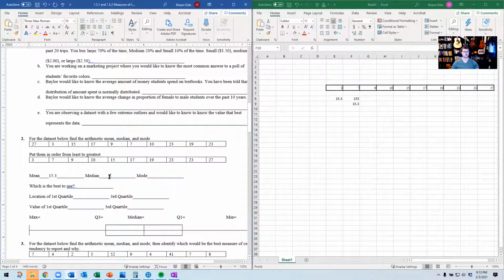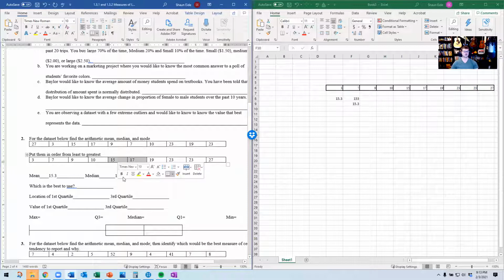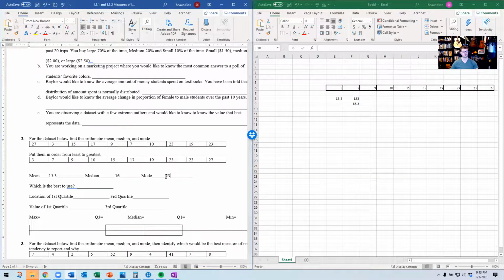Okay, so median. The median is going to be the middle value. So you've got 5, and then you've got 5. So the median is going to be halfway in between these two. So it's going to be 16. So you take the average of the 5th value and the 6th value together. Okay, and then the mode is 23 because that's the one that occurs most often.